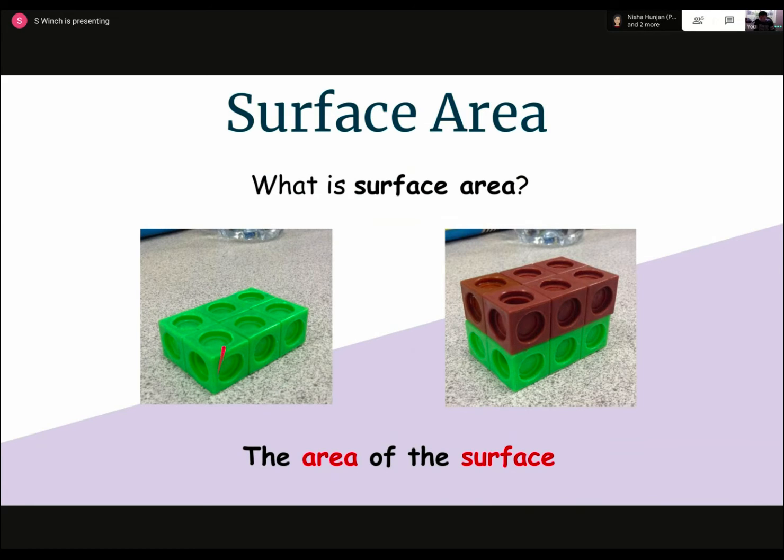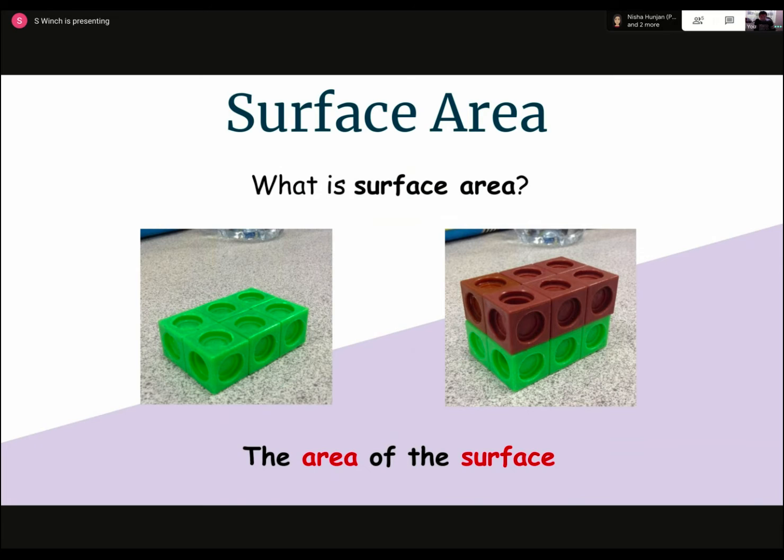So once you work out the area of one side, then work out the area of all the sides and then add them together. Now, I'm going to give you a few formulas that will help speed up the process of working out the surface areas of shapes.